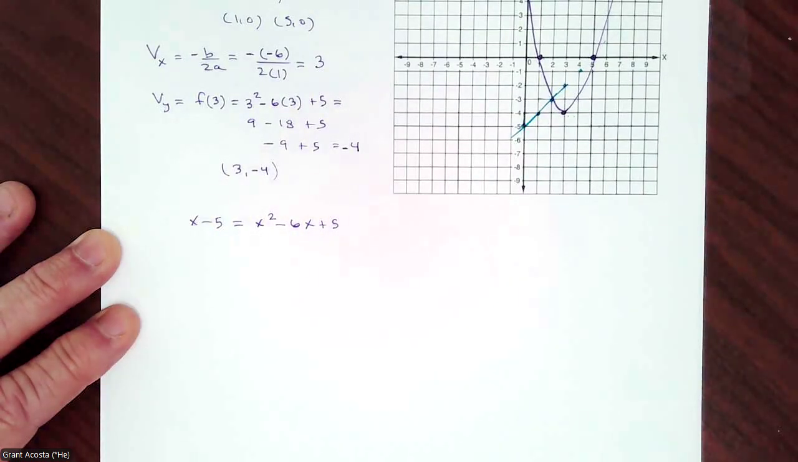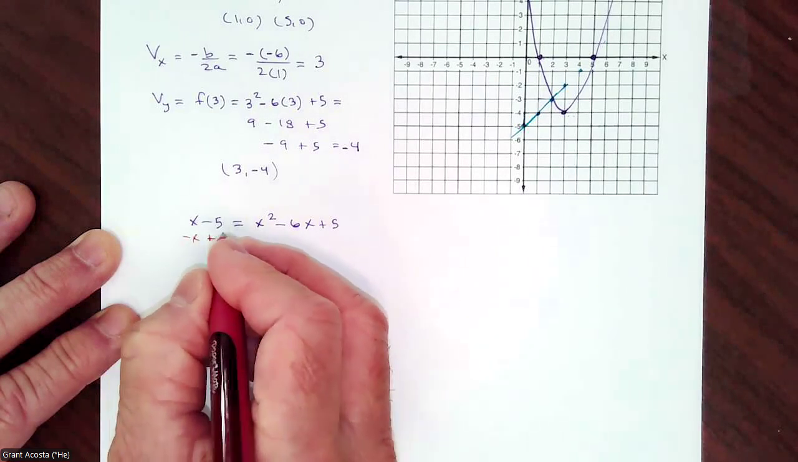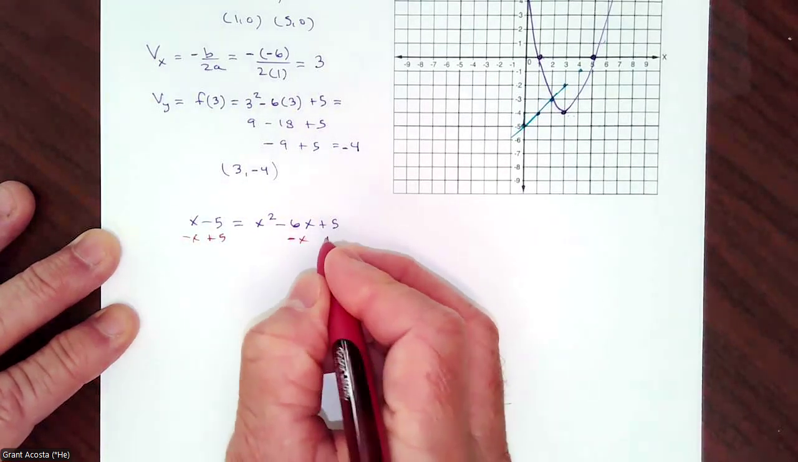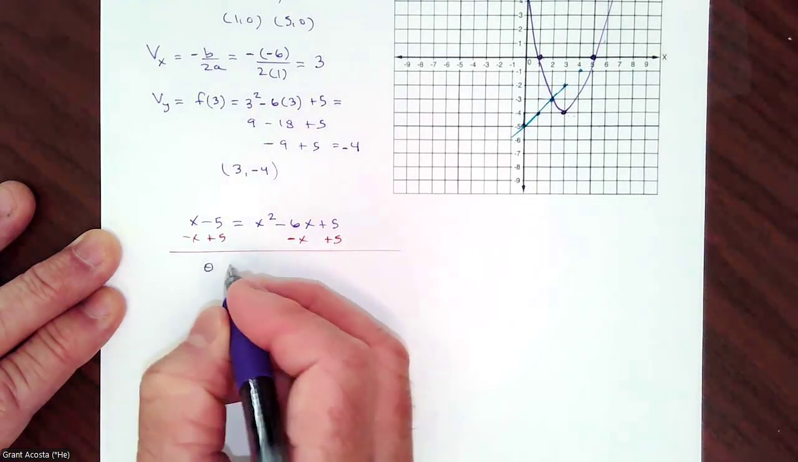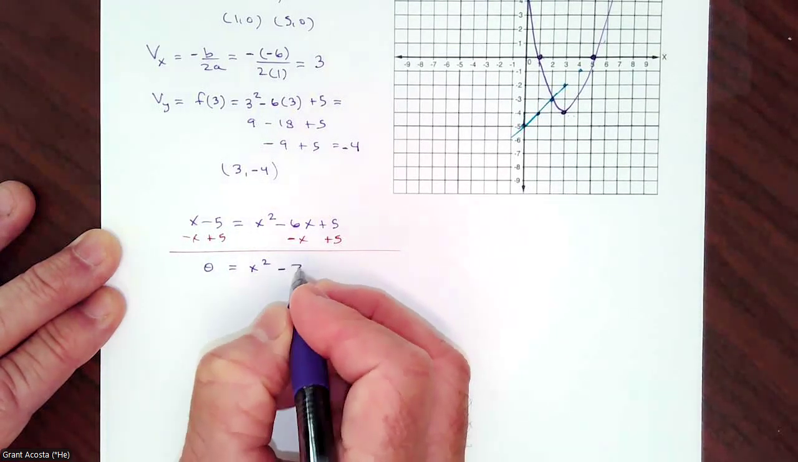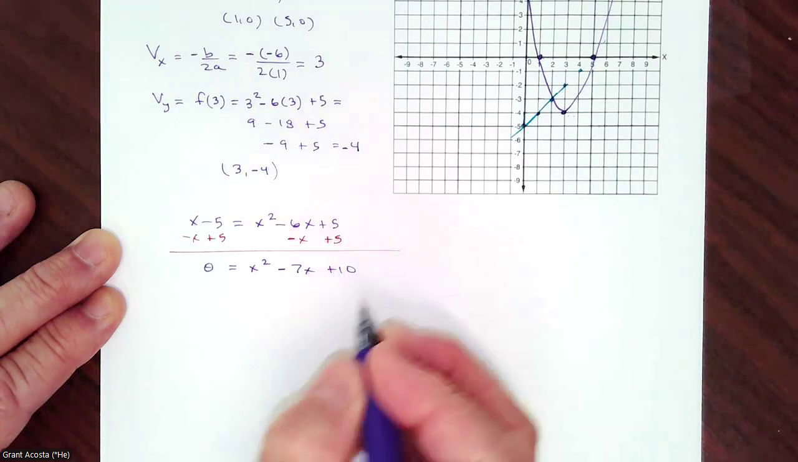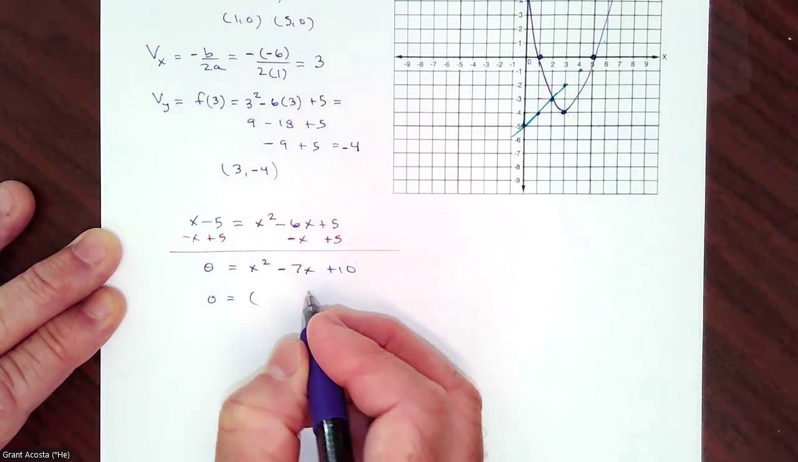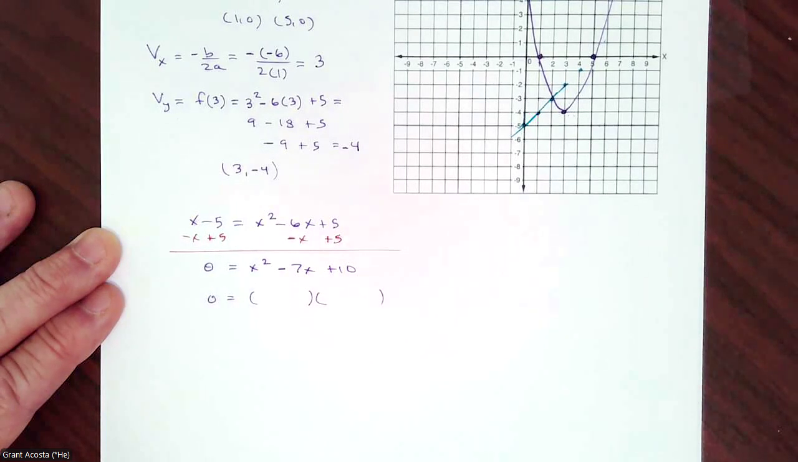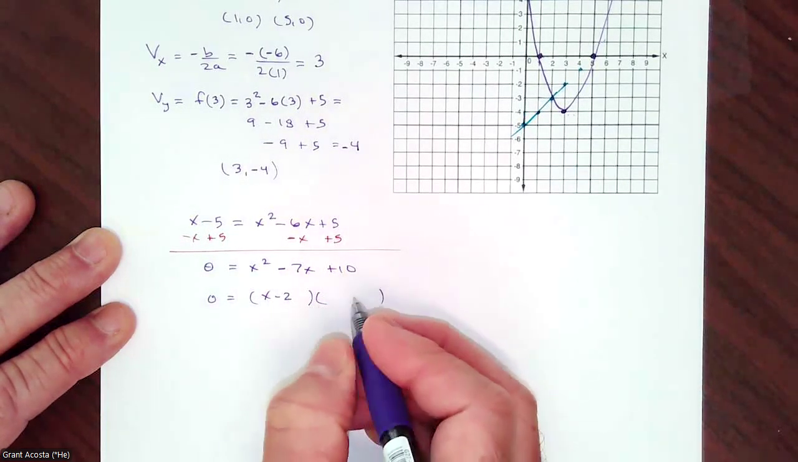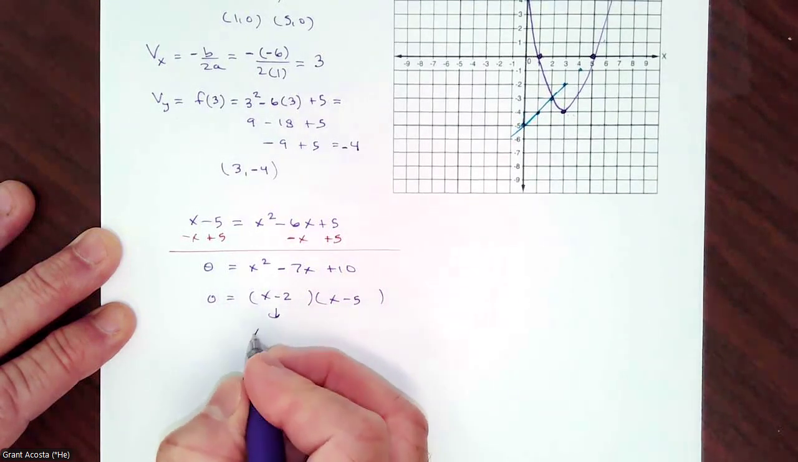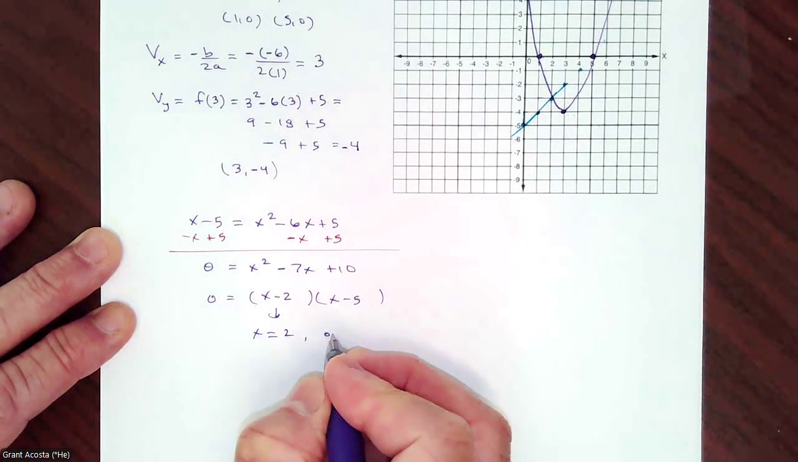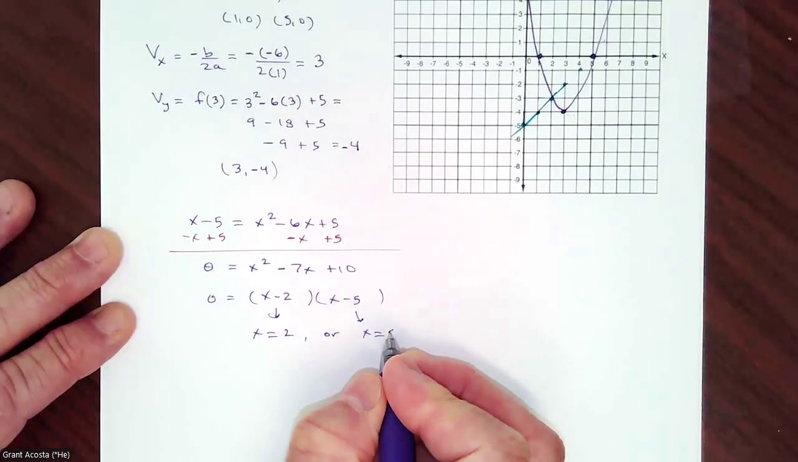I'm going to subtract the x and add 5. I want one side equal to 0. Plus 10. That factors into x minus 2, x minus 5. So if this times this equals 0, it means x is either equal to 2 or x is equal to 5.